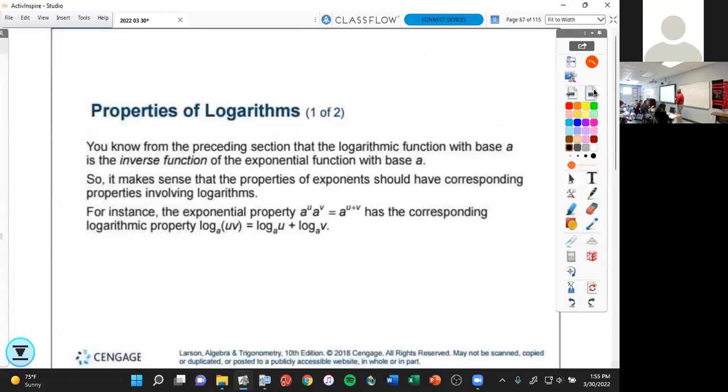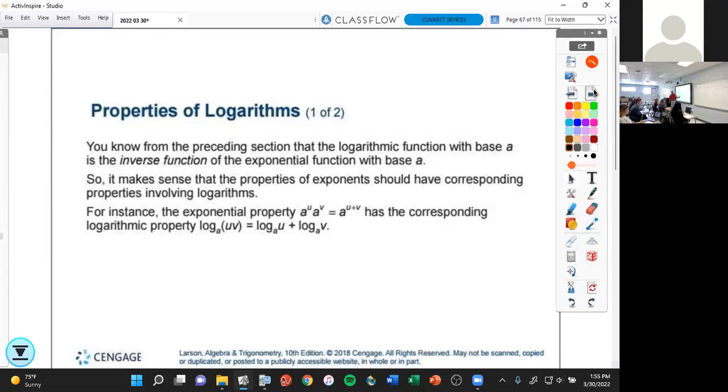You know from the preceding section that the logarithmic function with base A is the inverse function of the exponential function with base A. So it makes sense that the properties of exponents should have corresponding properties. For instance, if I took a to the u times a to the v, when the bases are the same, what do you do to the exponents? You add them. So a to the u times a to the v is equal to a to the u plus v. We can do similar things with the log properties, and we're going to go into more detail with this in a minute.